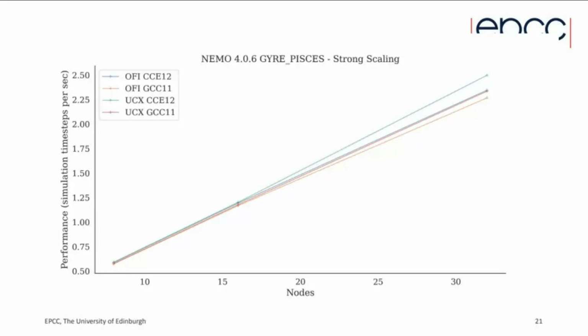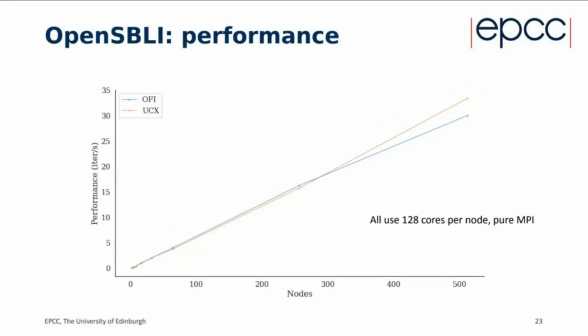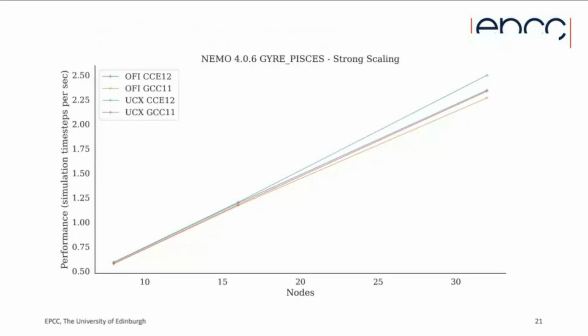I'm going to skip through these next ones reasonably quickly. This is NEMO, the ocean modeling code, and you can see there's not much performance difference even out to, I mean, it doesn't go out to huge numbers of nodes, this benchmark, but there's not much performance difference between the protocols there. And we struggled to obtain profiles for the NEMO code for reasons we don't quite understand at the moment.